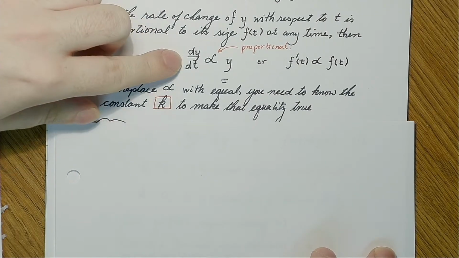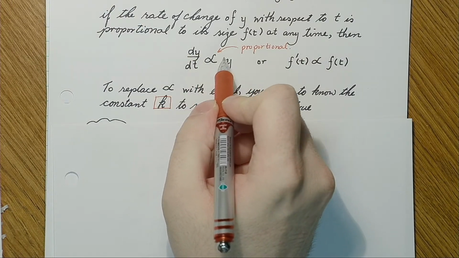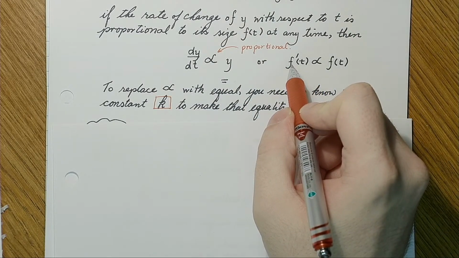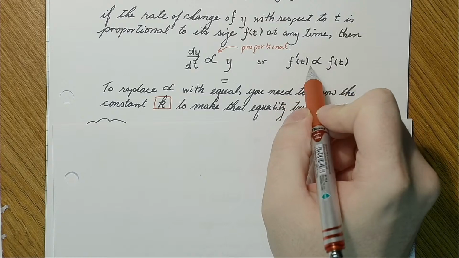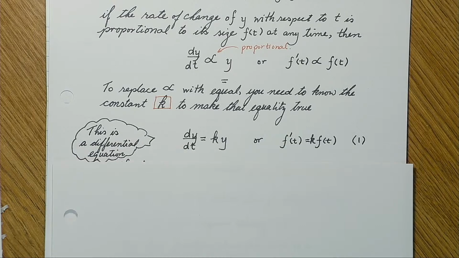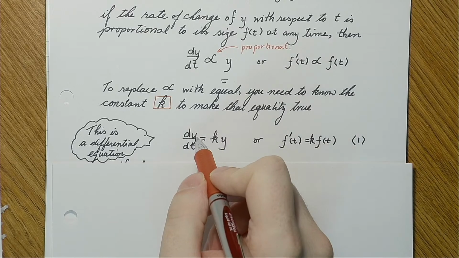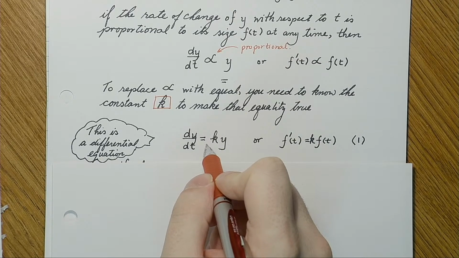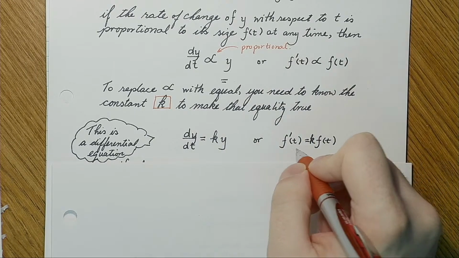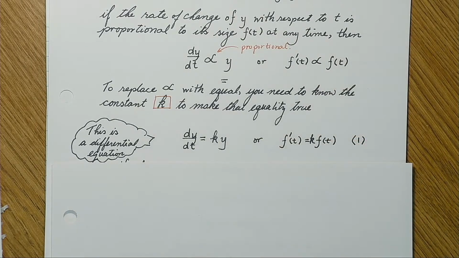Then I can switch this. Instead of the proportional sign, I'll make this equal, and we'll have it k times the y. And same thing over here, I'll have the f prime here. This is using the prime notation. That'll be equal to k times the original function. So there we go. I have the derivative of y with respect to t is equal to k times the original function y. Or I can write this using the prime notation, f prime is equal to k times the original function.